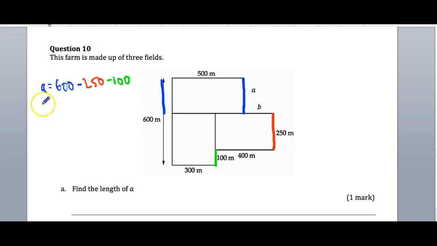So 600, take away 200 is 400, take away 50 is 350, and then take away 100 is 250. And you can write meters. Okay, so that should go down here. So make sure these answers are actually going on the page. You don't want me scrolling up and down, it'd just be annoying.